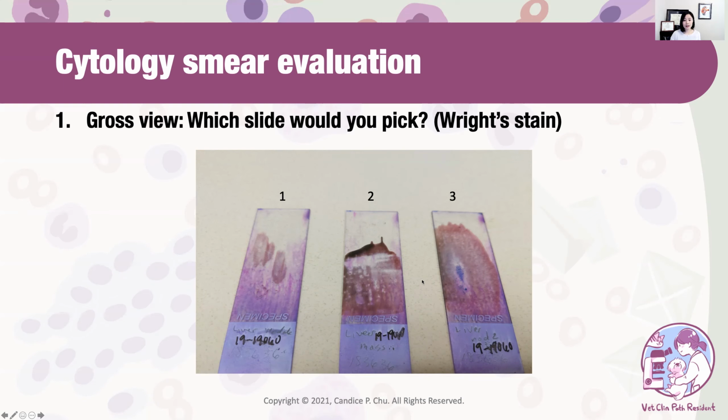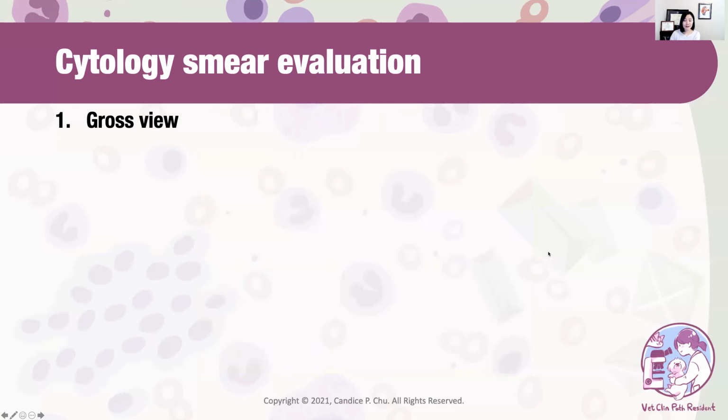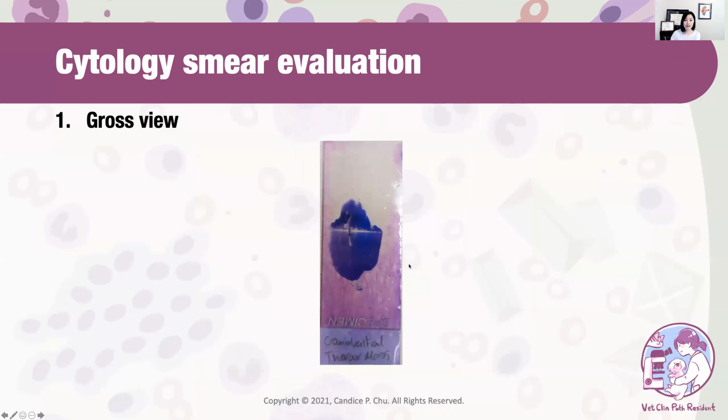But the actual reason is that cells stain in different colors in the Wright's stain. So number 3, all the bluish basophilic area means there are a lot of cells. So I would definitely look at number 3 because it is very likely that there are a lot of hepatocytes in this area. So I'm going to show you a very extreme example in a very cellular cytology smear. Sometimes it can look like this. This is all blue. So every time when we see a slide like this, we would put that under the microscope to take a look at first.